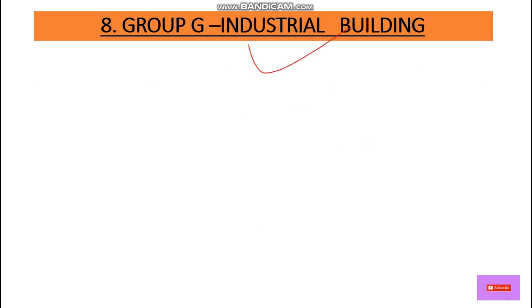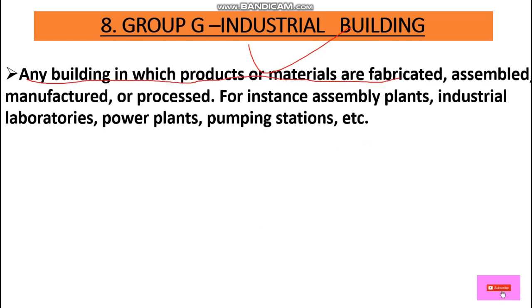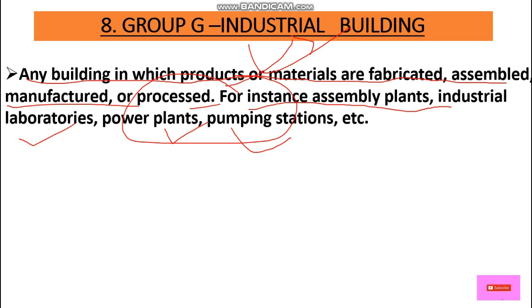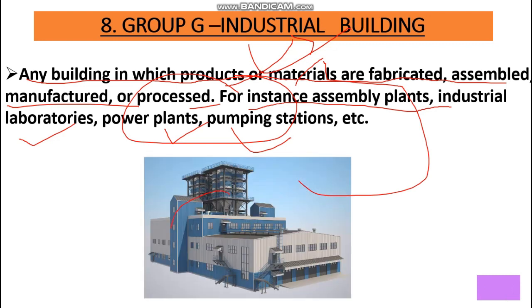Now industrial building: any building in which products or materials are fabricated, assembled, manufactured or processed. For instance, assembly plants, industrial laboratories, power plants, pumping stations. These are all called industrial buildings, where we have manufacturing or plant processing and any plant rooms. For example, this is a plant room, even cement plant rooms, gas plant rooms, hydropower plants. These are all industrial buildings.